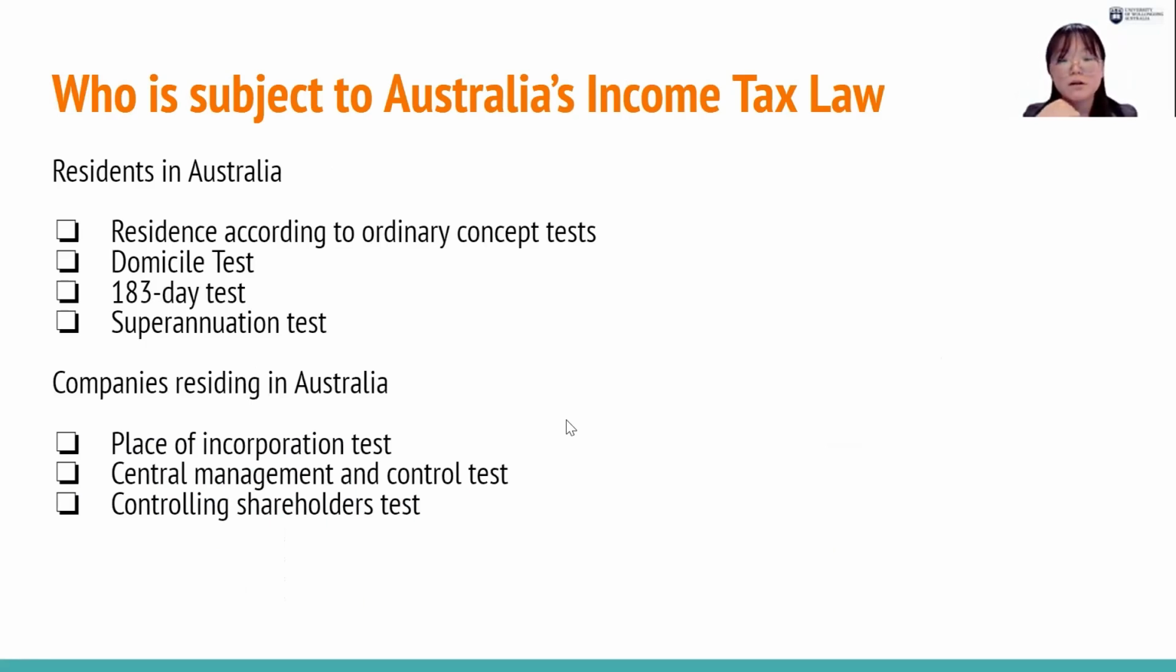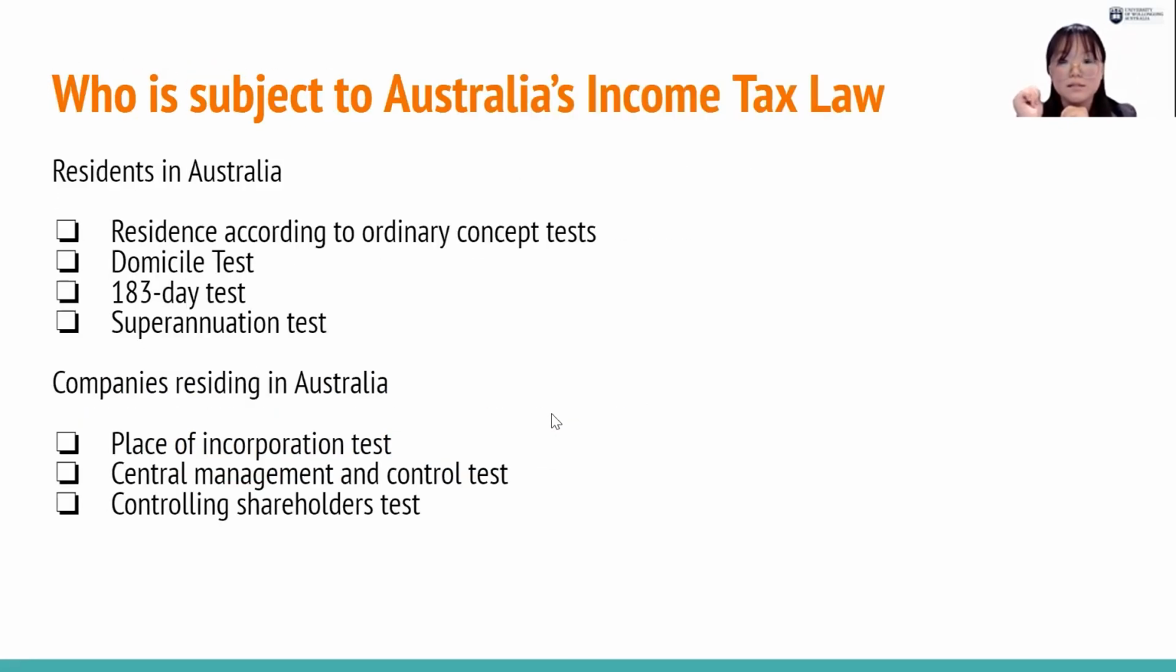For individuals, residence is determined according to the ordinary concept test, domicile test, and 183-day test. And the last is the superannuation test. As long as one of these tests is satisfied, the individual will be taxed as an Australian resident. As for companies, there is the place of incorporation test, central management and control test, and controlling shareholder test.